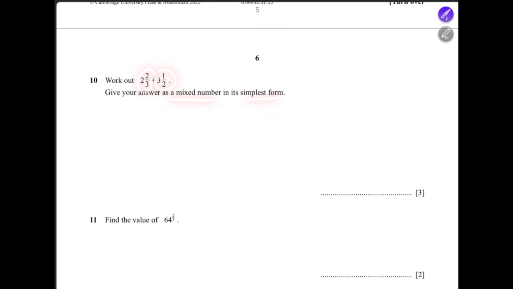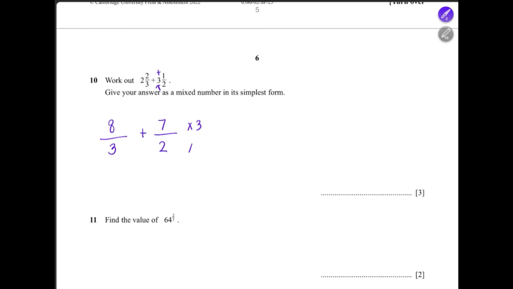Now, in order to add mixed numbers, first you need to make them as normal fractions. So this is going to be 2 multiplied by 3. This is going to be 6, and then 6 plus 2. And then you'll keep the denominator same. So this is 3. 3 into 2 is 6. 6 plus 2 is 8. And then plus 3 into 2 is 6. And then 6 plus 1 is going to be 7. Divided by 2, the denominator remains same.